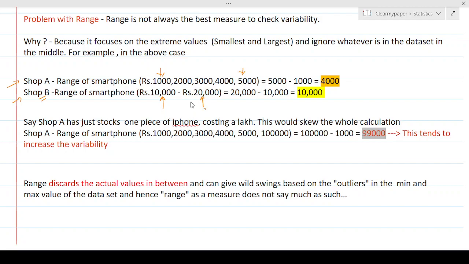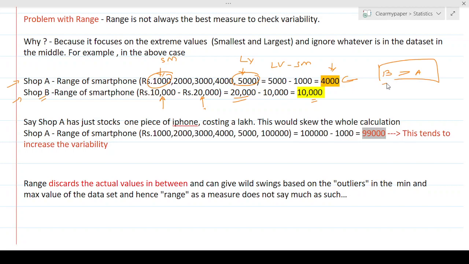So we know how to calculate the range. We take the largest value and subtract the smallest value. In this case, it's going to be 5,000 minus 1,000, and we get 4,000. And in the bottom case, we get 20,000 minus 10,000, which is 10,000. So if you just compare these absolute numbers for the concept of range, we can clearly tell that shop B has more variability in the values than shop A.